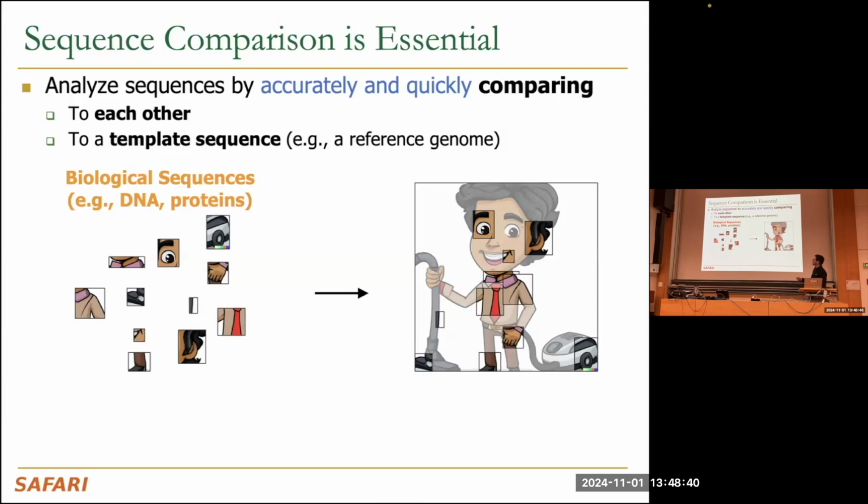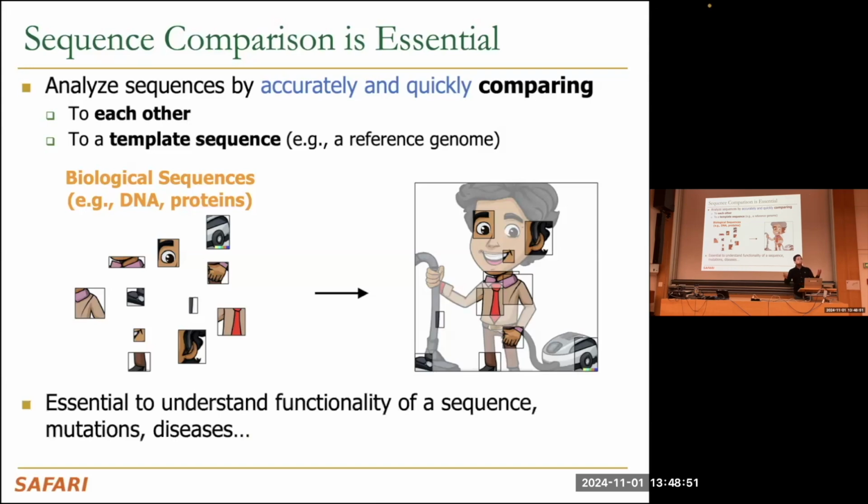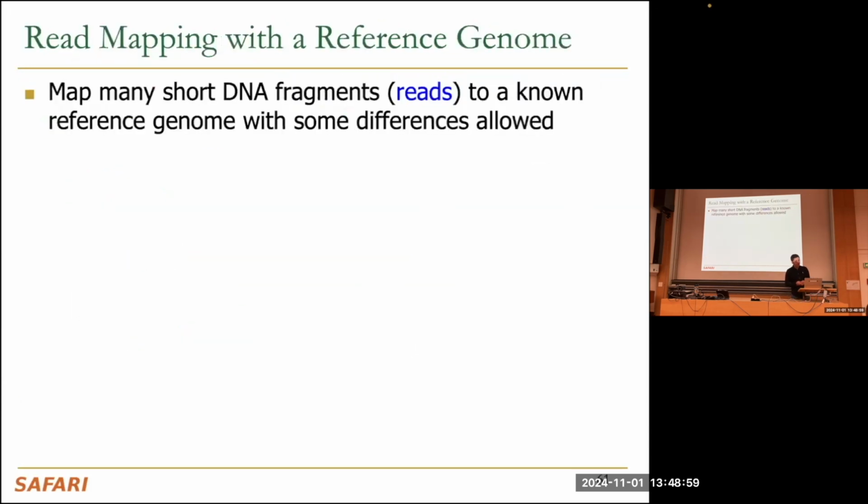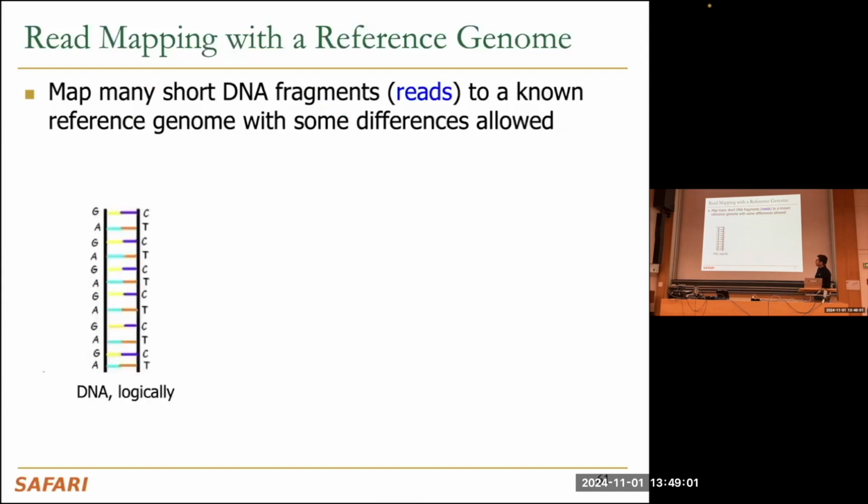But the idea is essentially to have an understanding of where these sequences are coming from and what their exact differences to each other are. And this is essential to understand the functionality of a sequence because it enables us to identify the mutations, diseases, and so on.